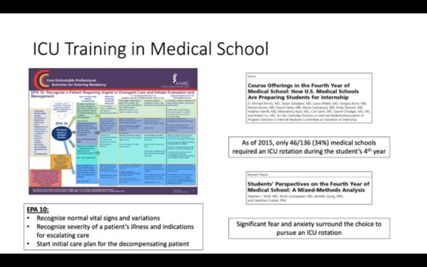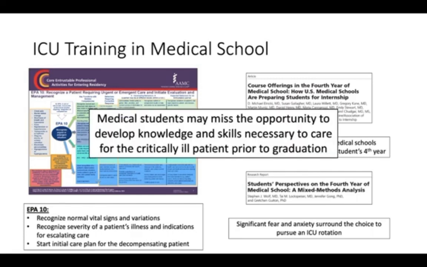This trepidation is understandable. For students, the ICU is an unfamiliar environment filled with the sickest patients in the hospital, with severe pathophysiologic derangements and mountains of objective data to comb through. A student could be forgiven for not wanting that experience. Therefore, it is entirely possible that medical students may miss the opportunity to develop the knowledge and skills necessary to care for the critically ill patient prior to graduation.